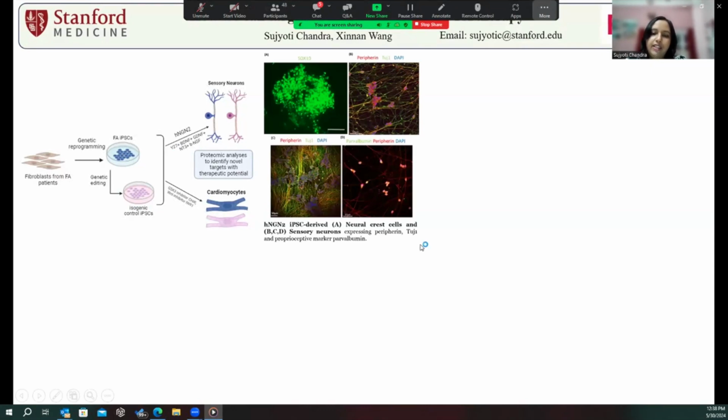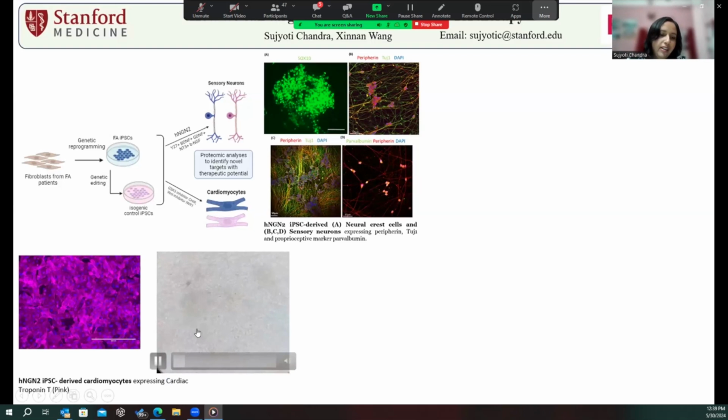Here on the right is the characterization of our sensory neuron model. I first generate neural crest cells that express the marker SOX10, and then I further differentiate them into proprioceptive sensory neurons that express the marker parvalbumin and also TUJ1 and peripherin. Here at the bottom is our cardiomyocyte model. They start beating around day 8 or 9, as shown in this video, and they also express the marker cardiac troponin T, shown here in pink. Using these sensory neurons and cardiomyocytes from the same patient and isogenic control, I am conducting global proteomic studies to identify novel mitochondrial targets that are altered in FA patients.